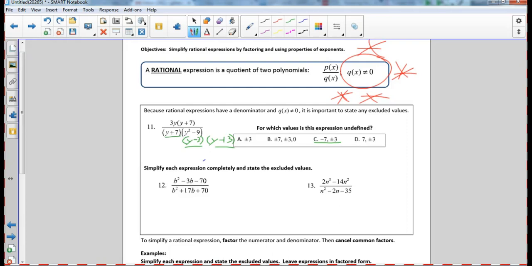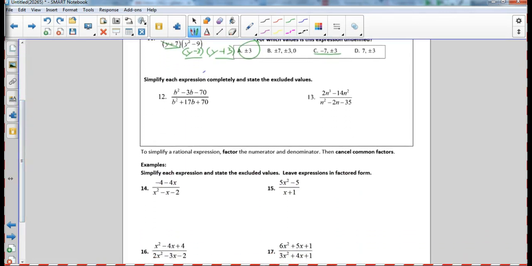But remember, you can cancel. So since y plus 7 can cancel, now we're just left with plus or minus 3, because there is no y plus 7 in the bottom anymore. So we always want to simplify if possible.